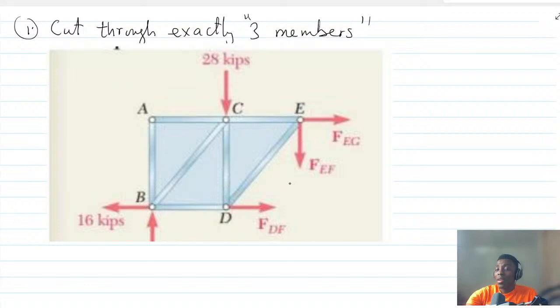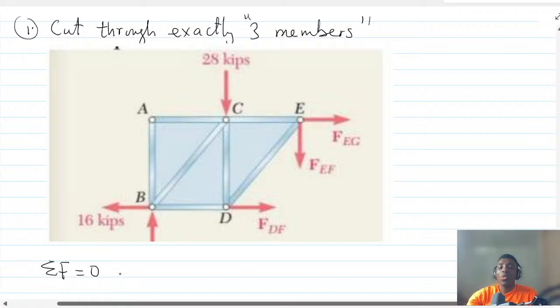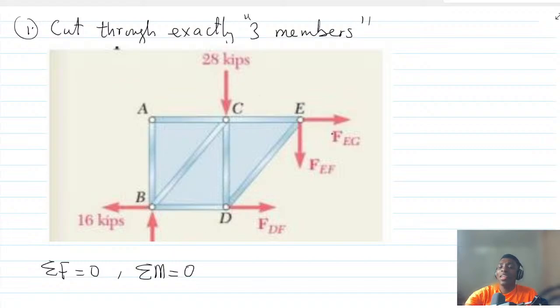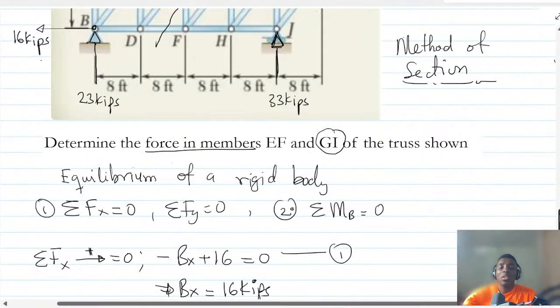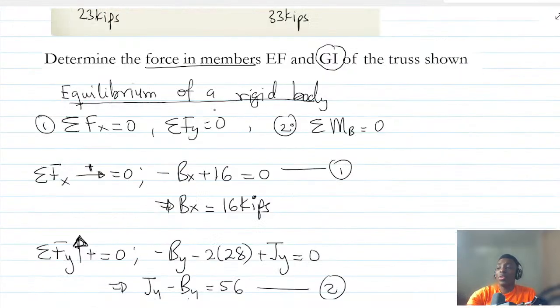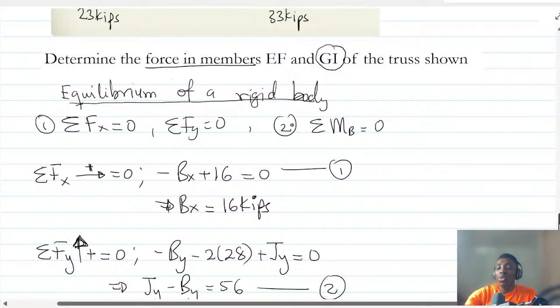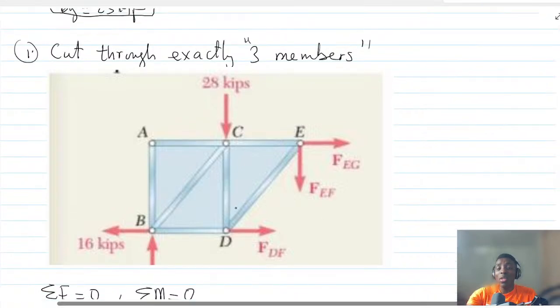But what did we say? We said that if a member or a rigid body is in equilibrium, summation of force is 0, and then summation of moment is also what? 0. So we will apply just like when we are about to find the reaction forces, what we did. So we said equilibrium of a rigid body, right? We said summation of forces is 0, summation of moment is 0. So we'll do the same thing to the cut portion.